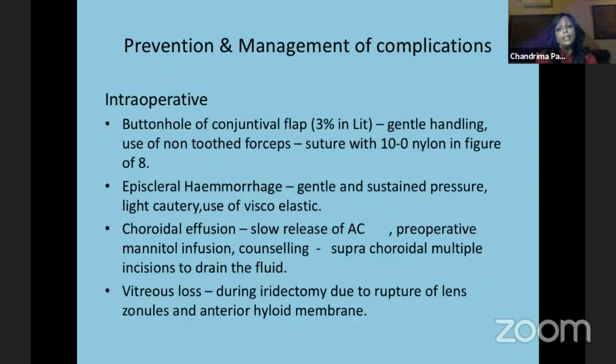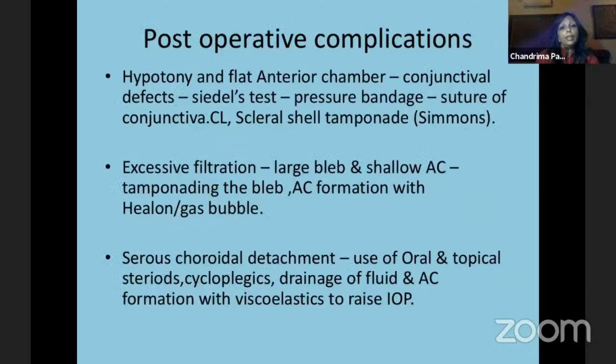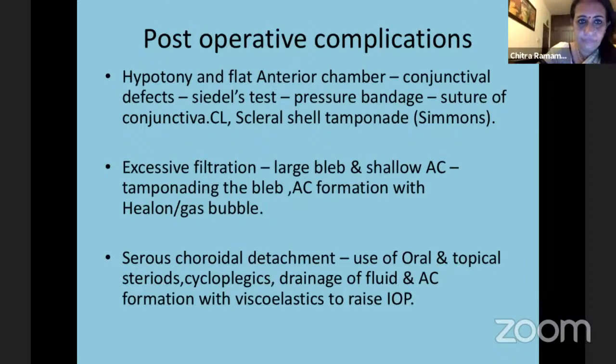Vitreous loss during iridectomy can occur due to rupture of the lens granules and the anterior hyaloid membrane. Post-operative complications: you can have hypotony, which is the commonest complication, and a flat anterior chamber. Conjunctival defects can be noted with Seidel's sign. You can put a pressure bandage or suture that up, or you can also use a bandage contact lens or a scleral shell tamponade.